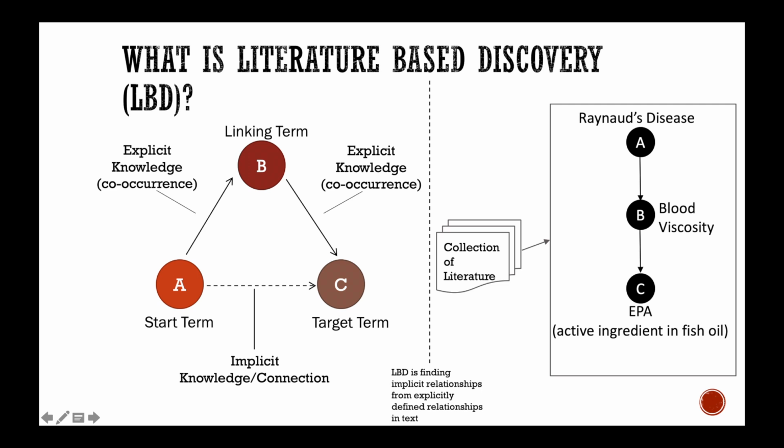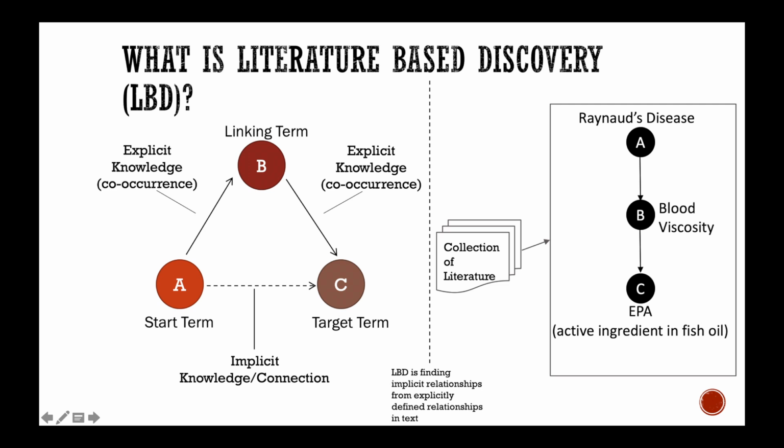Take, for example, Raynaud's disease, a disease that causes blood vessels to narrow in some parts of your body, causing your body to feel numb in response to cold temperatures and stress. Through literature-based discovery, we can find an explicitly defined relationship between Raynaud's disease, the A term, and blood viscosity, the B term, in certain corpora, and another explicitly defined relationship between blood viscosity, still the B term, and EPA, the C term. And then from those two explicitly defined relationships, the computer can then infer a relationship between the A and the C term, or Raynaud's disease and EPA.